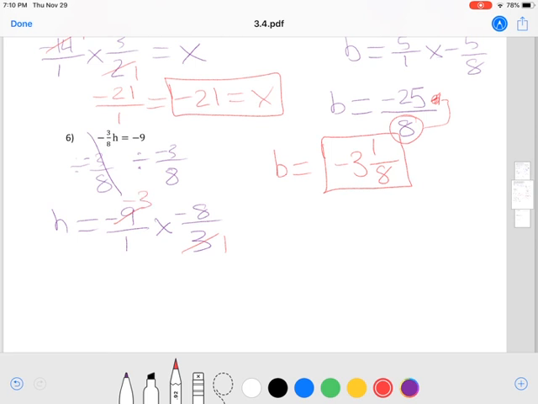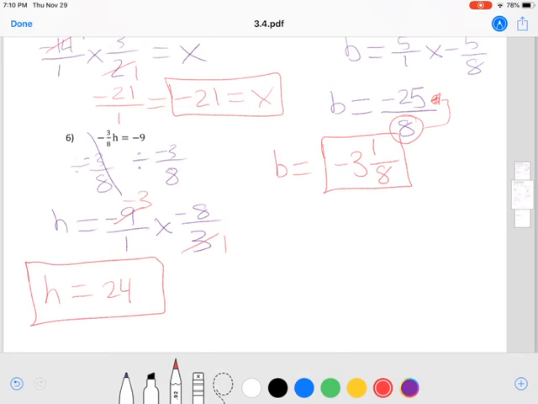So now, now that those numbers are a little smaller, a little bit simpler, I can go ahead and multiply across. So here, negative 3 times negative 3 times negative 8 is positive 24. And that's going to be over 1 because 1 times 1 is 1. So I'm just going to leave it as 24. So H equals 24.